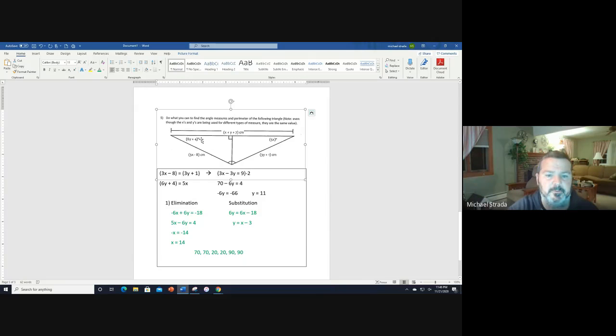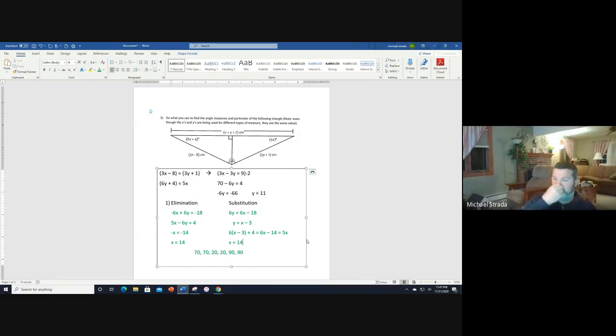So if I came up here to the 6y plus 4, all right, 6y plus 4 would become 6 times x minus 3 plus 4, which would be 6x minus 18 plus 4, minus 14. I would set that equal to this angle up there, which is 5x. And then I'd bring that x over, and what a surprise, x would still be 14. And then you would solve other than that.